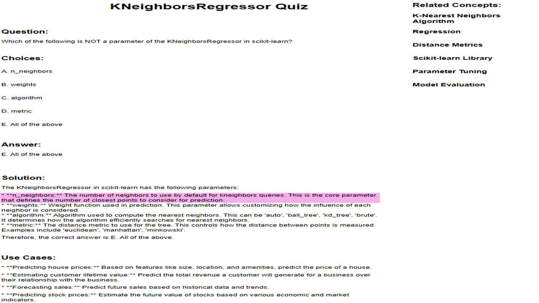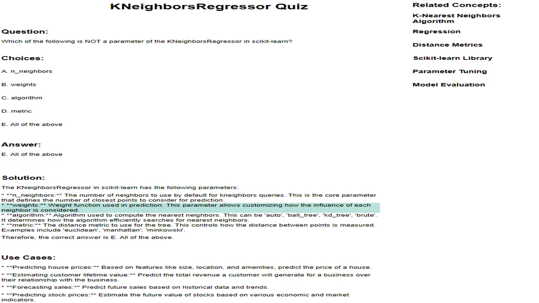n_neighbors, the number of neighbors to use by default for k-neighbors queries. This is the core parameter that defines the number of closest points to consider for prediction. False. The parameter n_neighbors is used to specify the number of nearest neighbors to consider for prediction. It is a crucial parameter in k-neighbors regressor, and therefore it is not the correct answer.